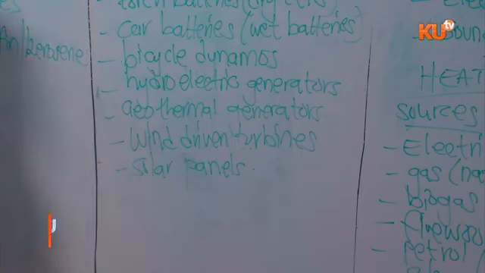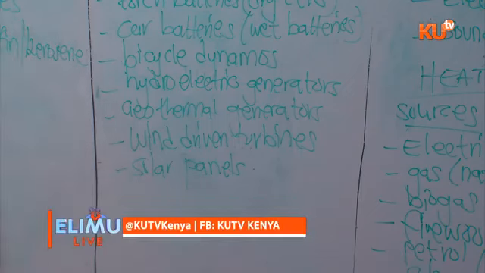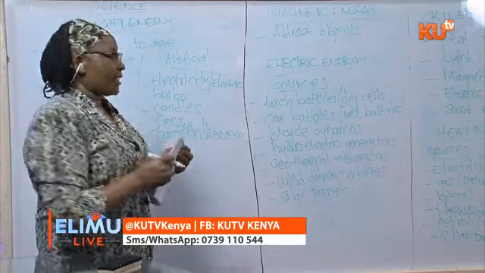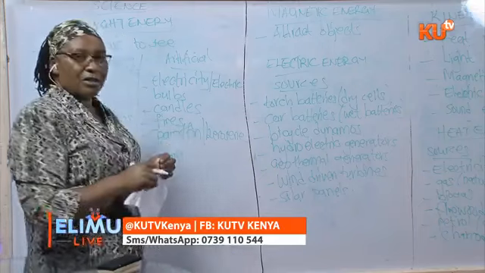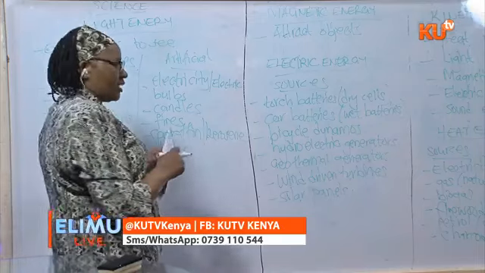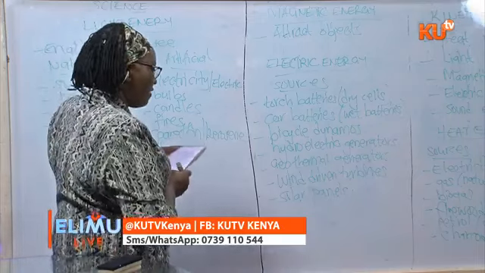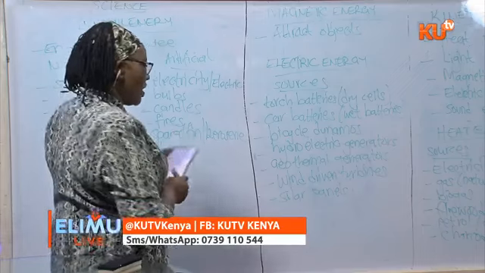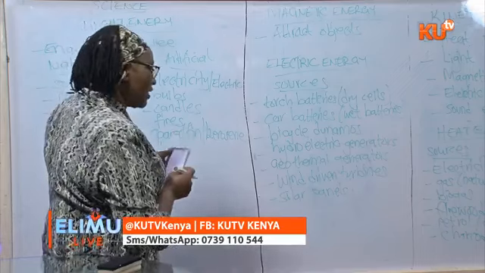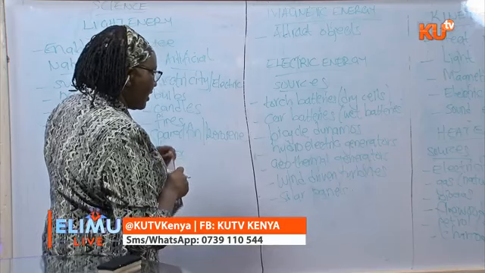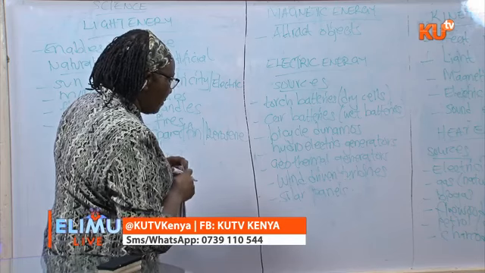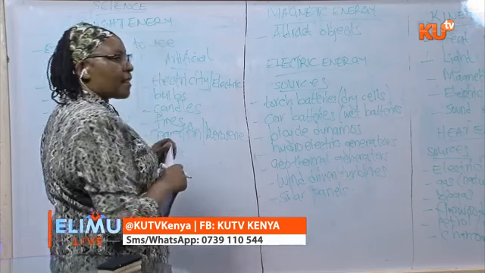Now geothermal wells are hot springs. We have some hot steam that comes from underground. Maybe you have learned in your social studies like Olkaria. So we have those geothermal generators. They have turbines which make the steam to move around, creating some form of kinetic energy, which later turns to electric energy.